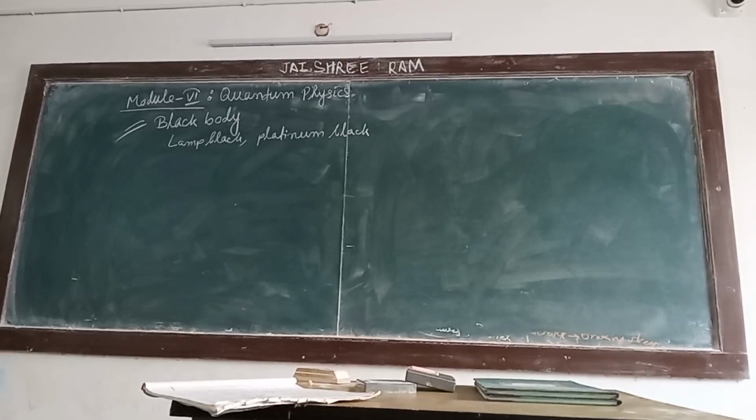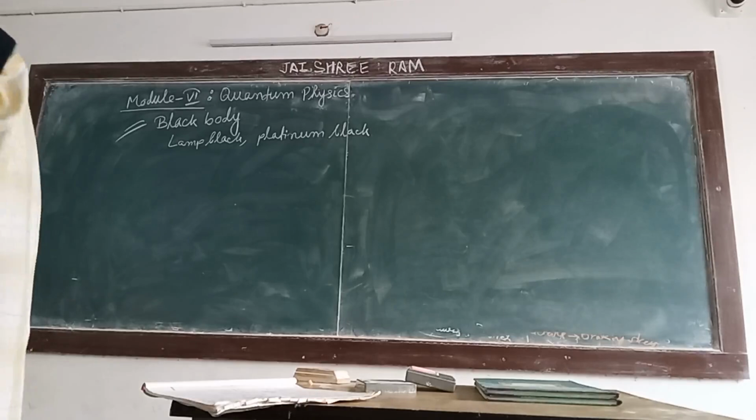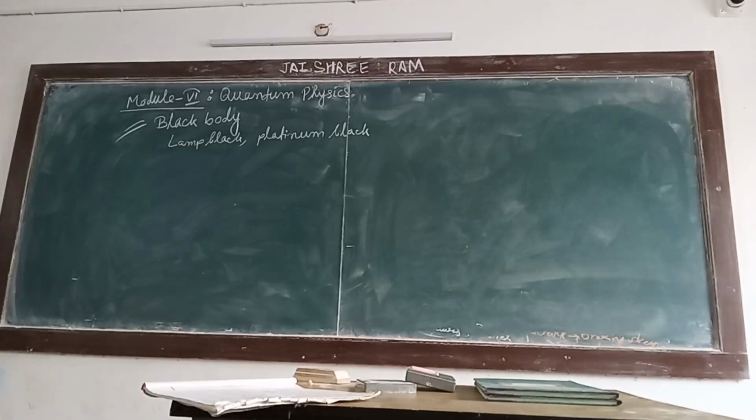Okay? Because we know that it's an imaginary concept. There is no black body which can absorb all the radiations. It may be 99% or 95%, like that. But if we put these paints in the body, then it can absorb 99% of the radiation.